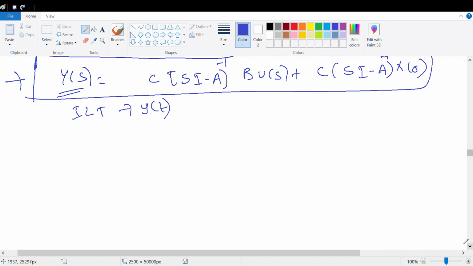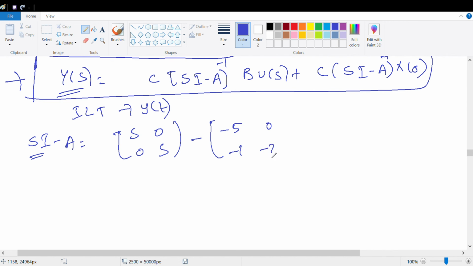Now, sI minus a equals s times the identity, s 0, 0 s, minus a. Here, how much have they given? Minus 5, 0, minus 1, minus 2. So sI minus a becomes s plus 5, s minus 1 minus s plus 5, and it is 0. 0 minus of minus 1, it is plus 1, s plus 2.